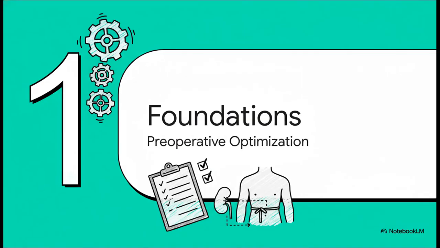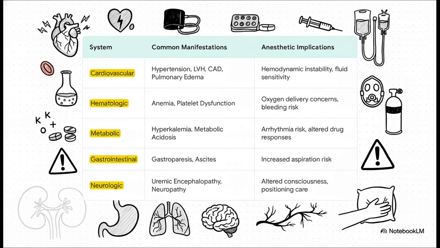All right, let's kick things off with Section 1, the foundations. Success in the operating room for these patients is almost always decided before the patient even gets there. Meticulous preparation is everything. Now, the very first thing we have to get our heads around is that end-stage renal disease is not just a kidney problem. It is a systemic, multi-organ disease.